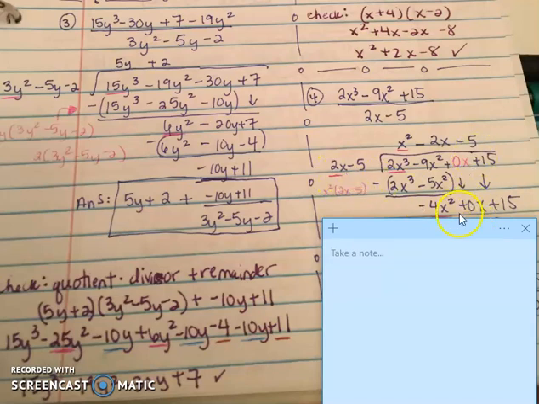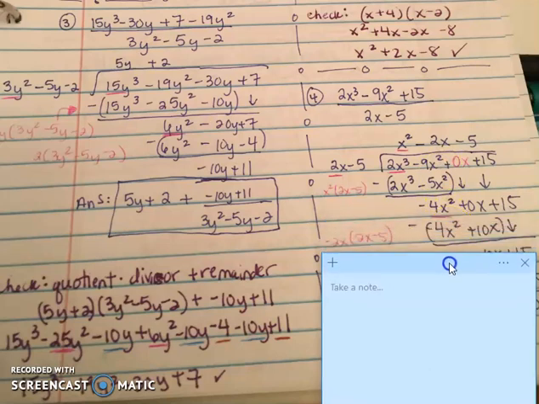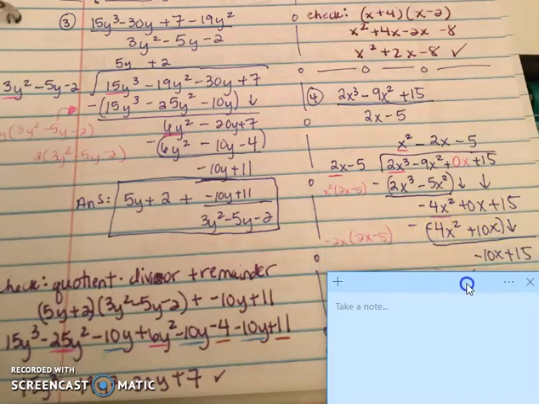What do you multiply 2x by to get negative 4x squared? Well, that's negative 2x. It goes at the top as part of your quotient, and then you multiply negative 2x by 2x minus 5. When you do that, you get negative 4x squared plus 10x, and the 4x squared cancel out, and the 0x minus 10x becomes negative 10x, and then you bring down your 15.